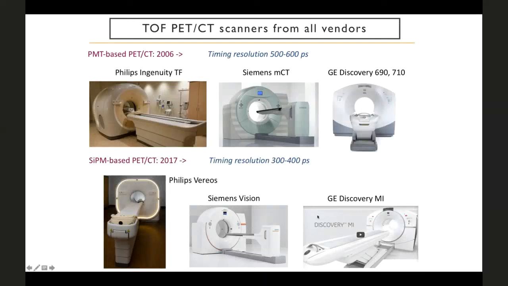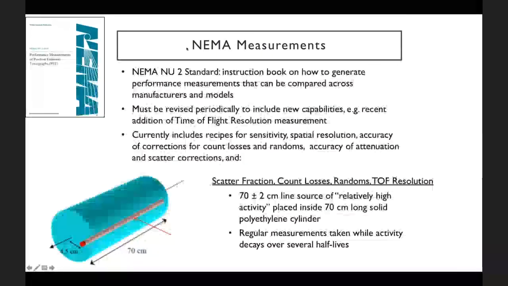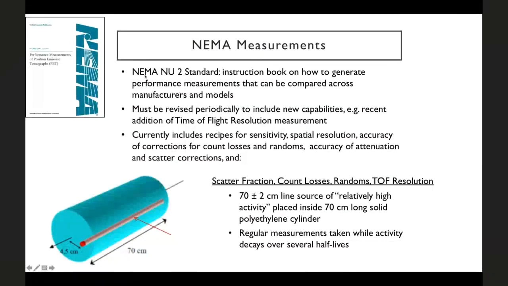So when we get a new system into our clinic, how can we compare across different manufacturers and across different models of camera? Well, there's a recipe book for that. It's called the NEMA NU2 standard, and it's basically got a set of instructions that says, follow this recipe, and you will generate a number which then can be compared. So if you have a NEMA number that was done on one system, and you have a NEMA number from another, you know that at least you're comparing apples to apples.